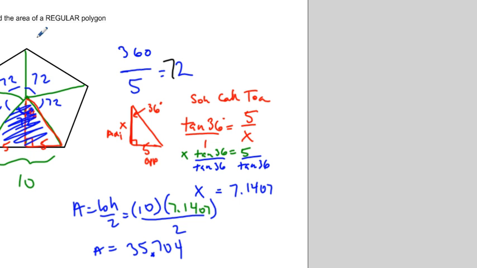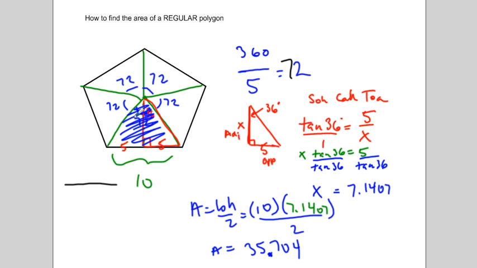But how many triangles are there? How many triangles are there? 1, 2, 3, 4, 5 triangles. So you're going to take this area for the triangle and multiply it by the area of all 5 of them to get the area of the pentagon. So area for pentagon. Sorry, I got a little problem with my mouse there.